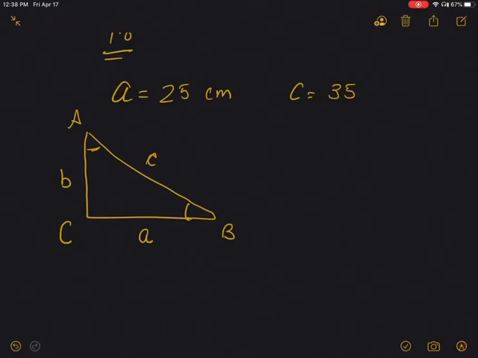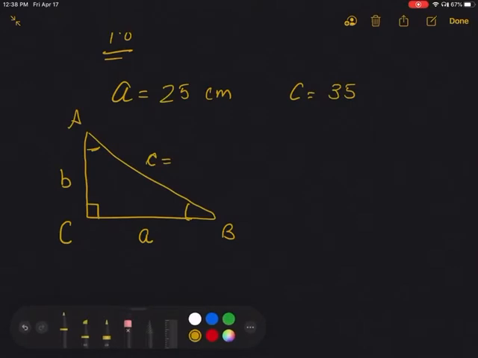So angle A and B are missing. Oh, this is already there. So c is also missing. Oh no, it is there. So let me erase that and put a number for that. Okay, so c is 35, which is the hypotenuse. A is 25, and we're solving for the rest of the stuff.